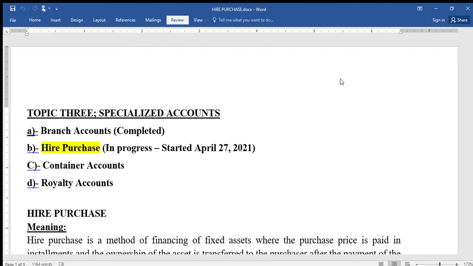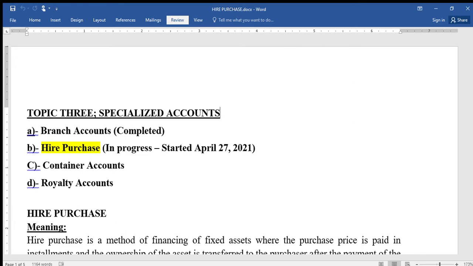In this video we are going to look at specialized accounts. Under specialized accounts we have branch accounts, hire purchase accounts, container accounts, and then royalty accounts. In our previous videos we looked at branch accounts and container accounts. In this video we are going to look at hire purchase accounts.